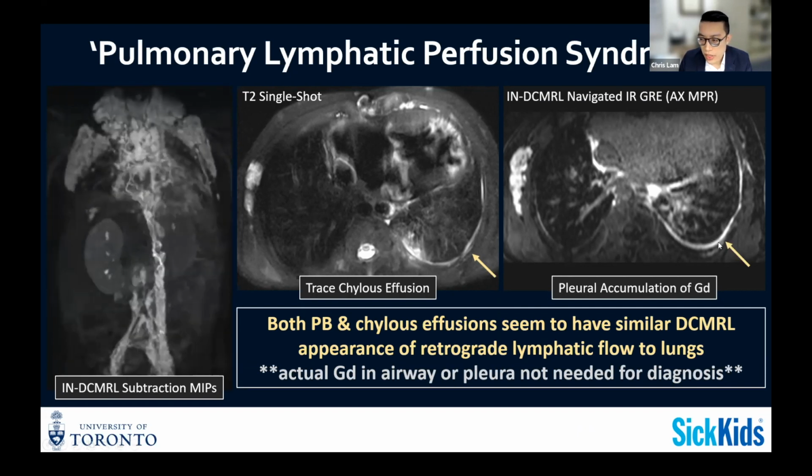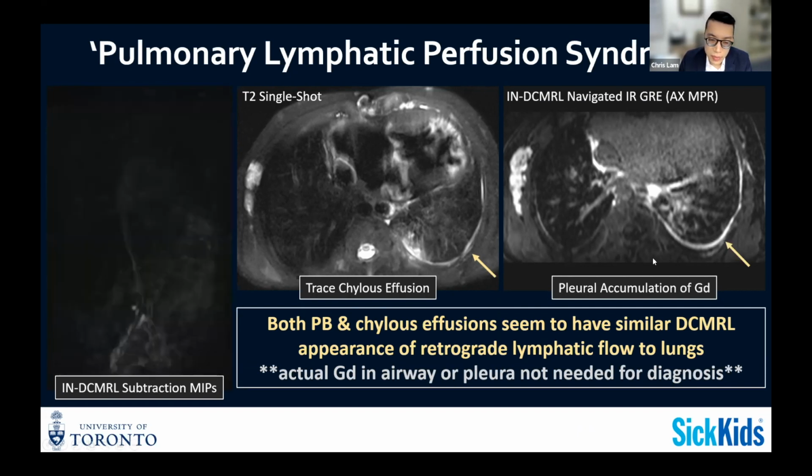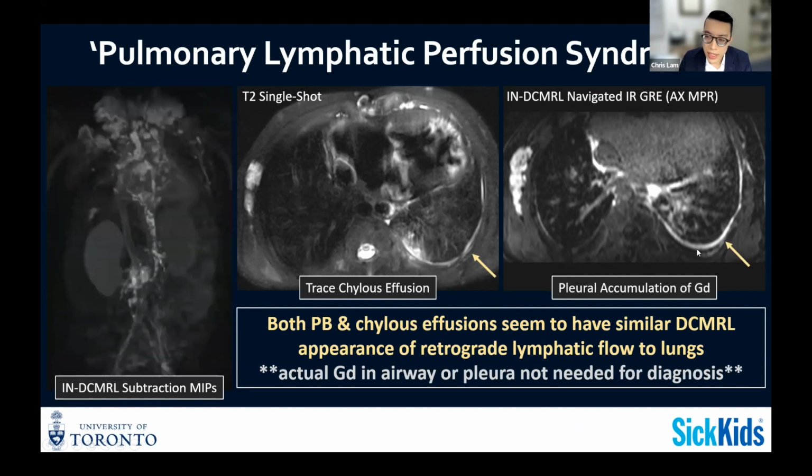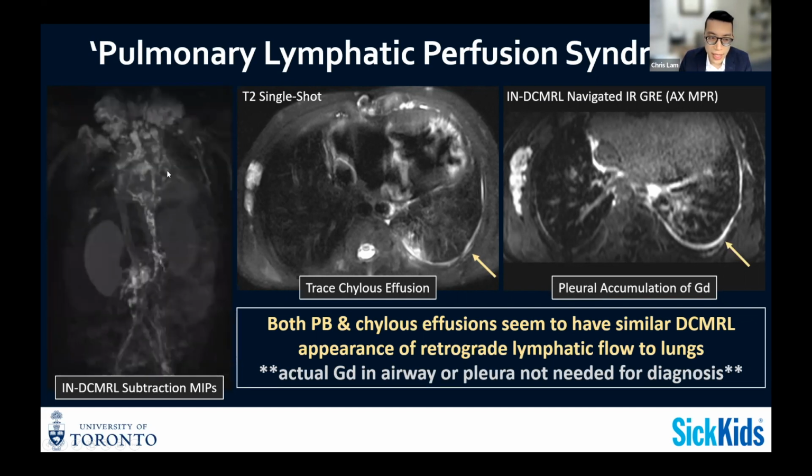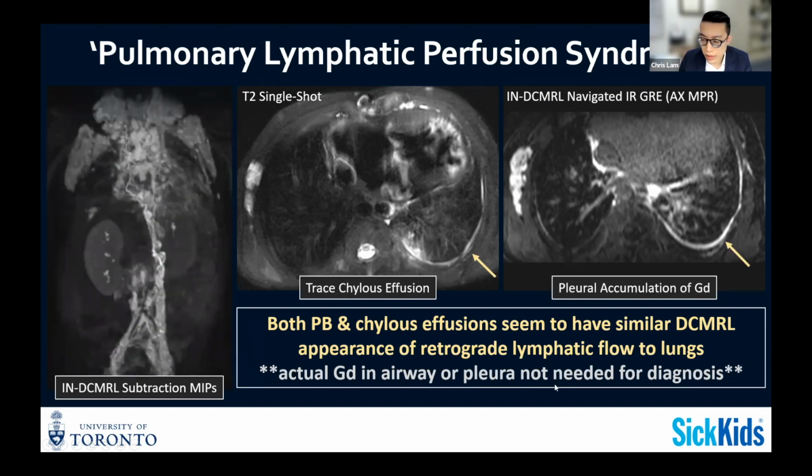In this case, we actually saw lymphatic leakage into the pleural space, but you don't actually need to see that to make that diagnosis. If you have chylous effusion and you see this retrograde lymphatic pattern into the lungs, that itself can be diagnostic for being the cause of this chylous effusion.